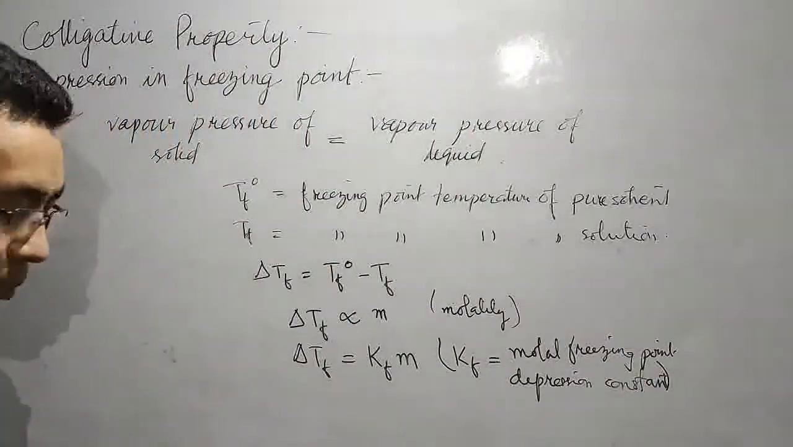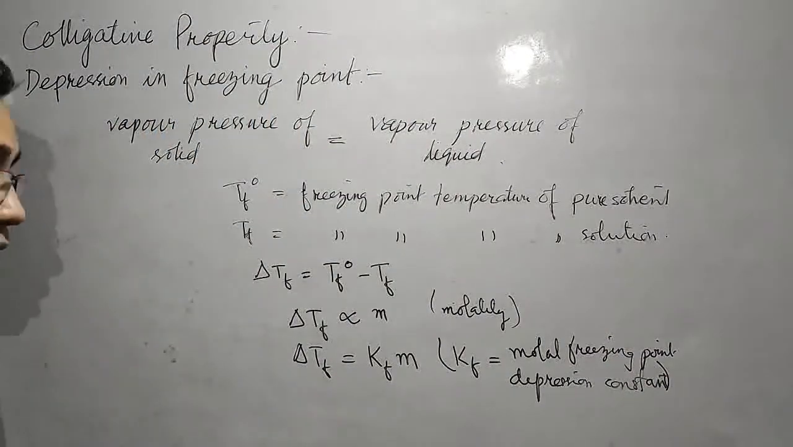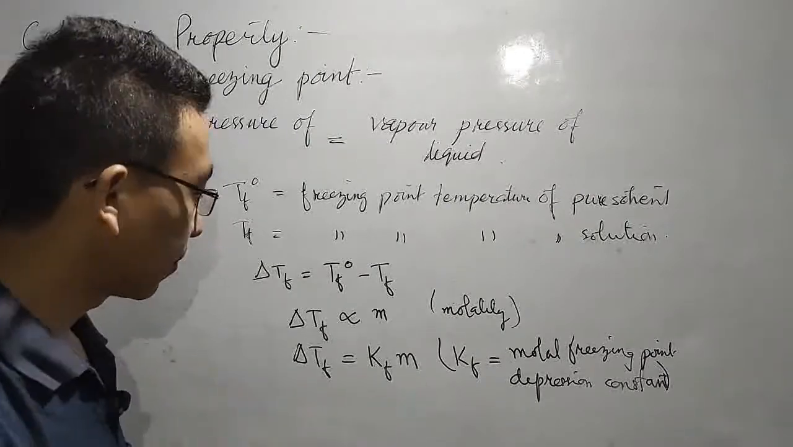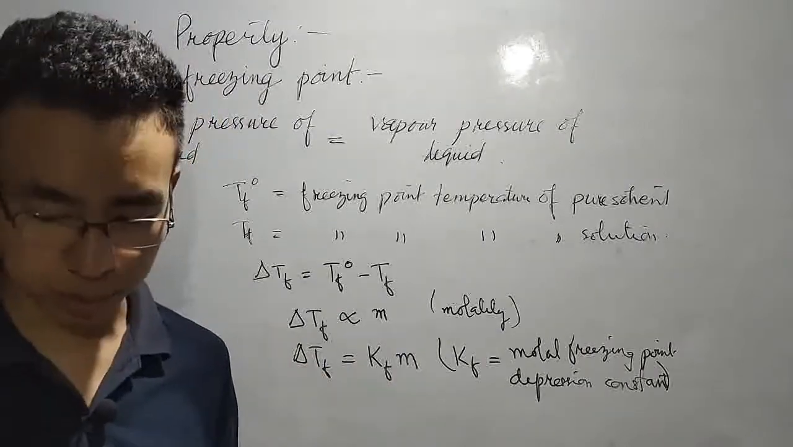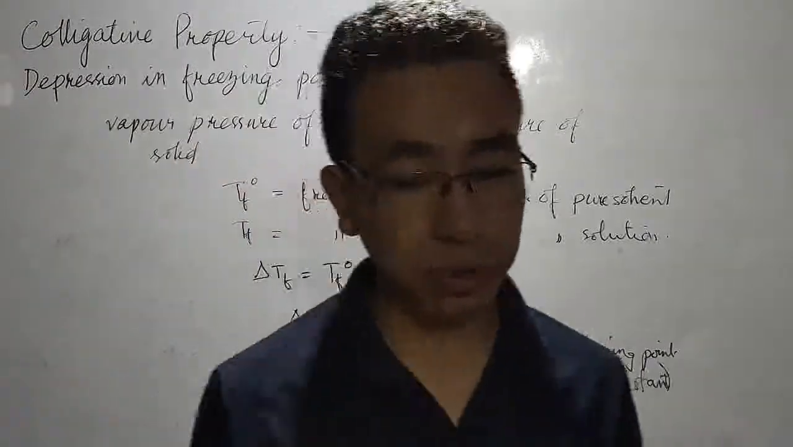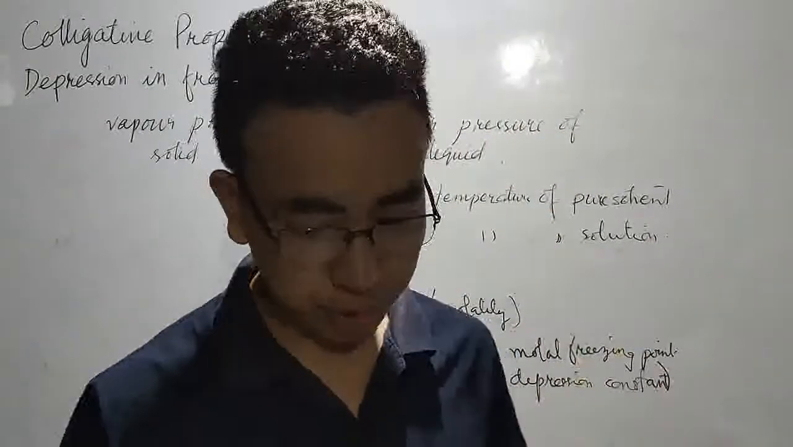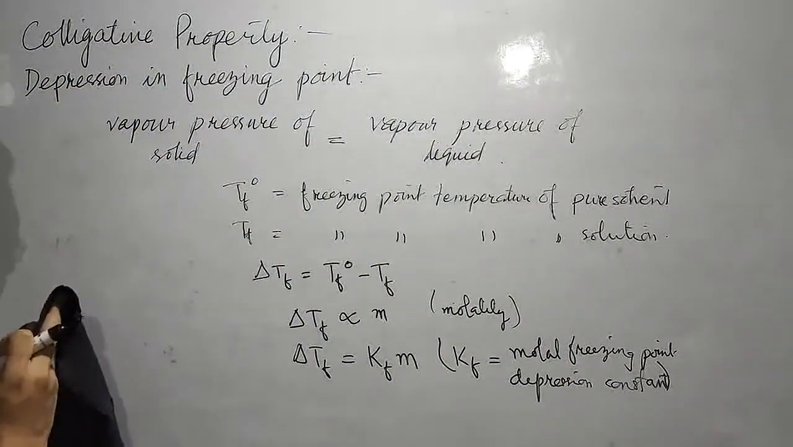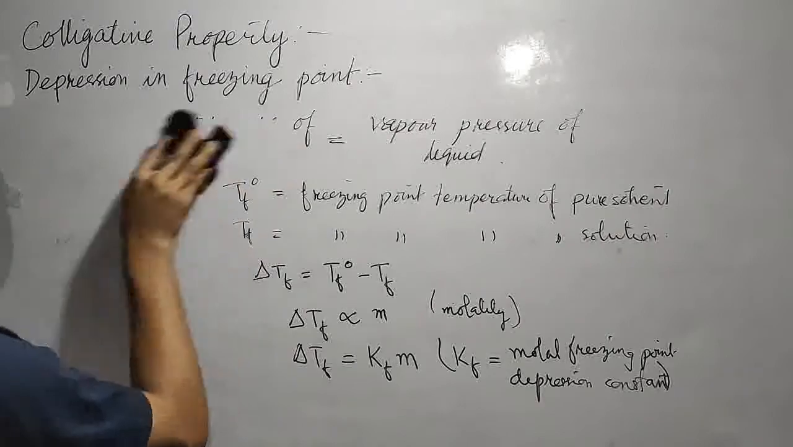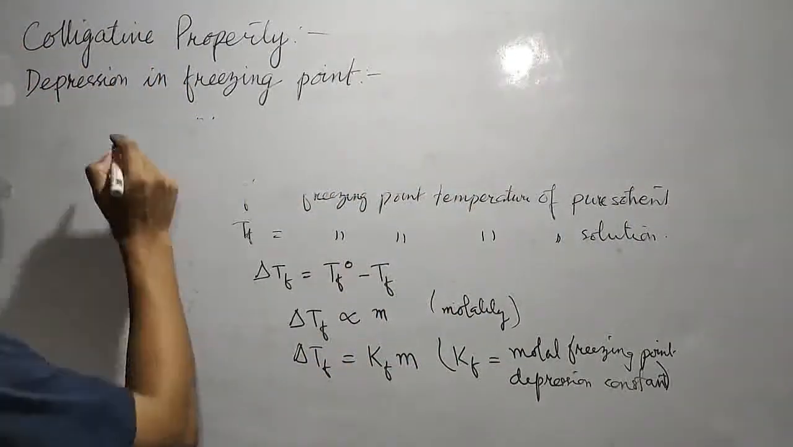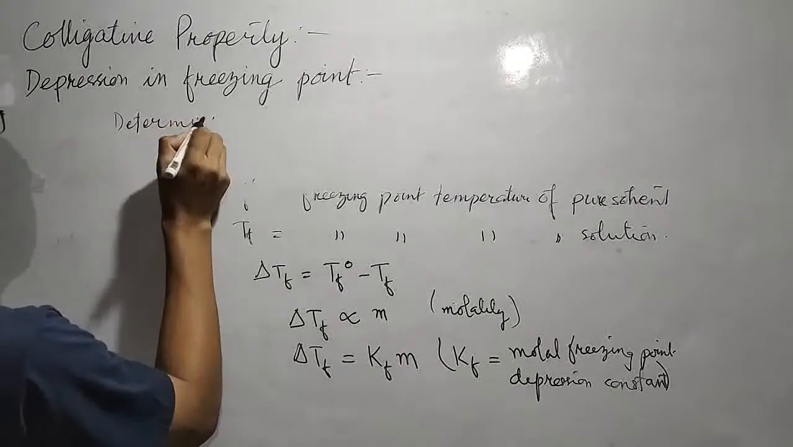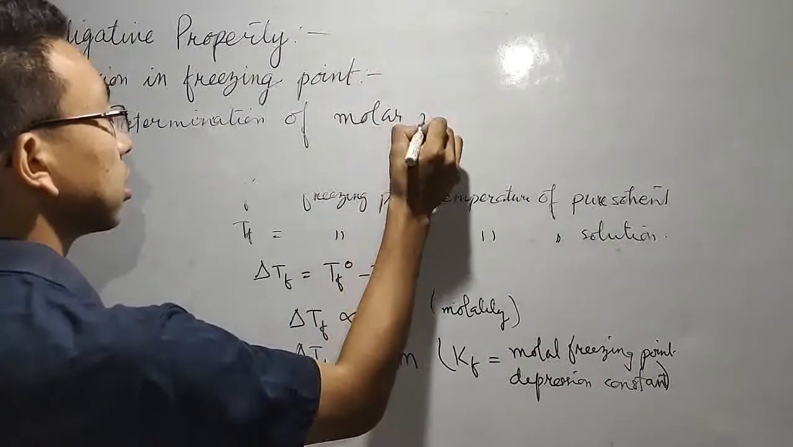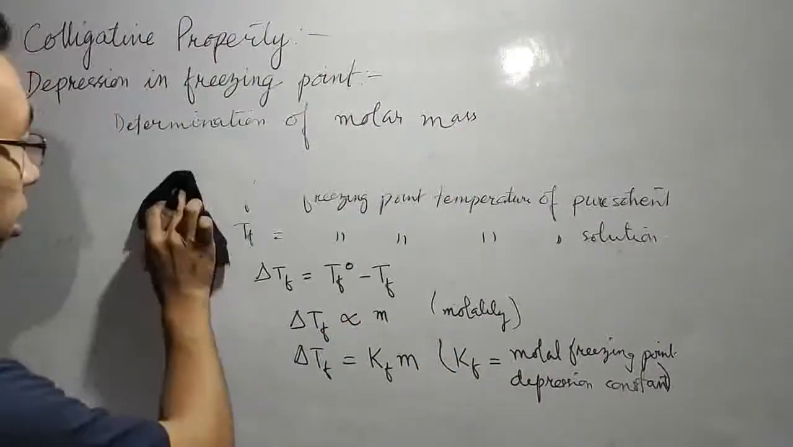Now the next one is, how do we calculate the molar mass from the depression in freezing point? This is the given equation, and from here we can solve numerical problems. Suppose we were asked to find the molar mass from the depression in freezing point, we can do it this way. Determination of molar mass.